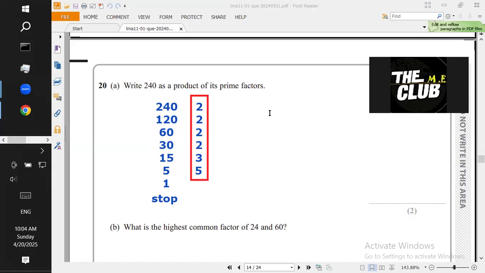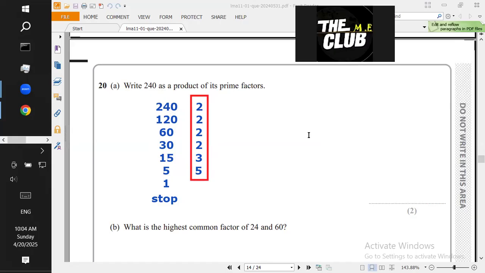So when you write them next to each other and multiplied by each other like this. So we have 4 2's. So you write 2 times 2 times 2 times 2. And then you have a 3, so times 3. And then you have a 5, so times 5.